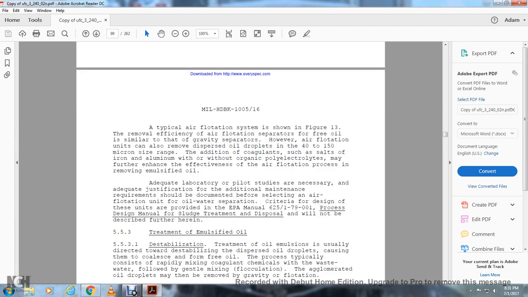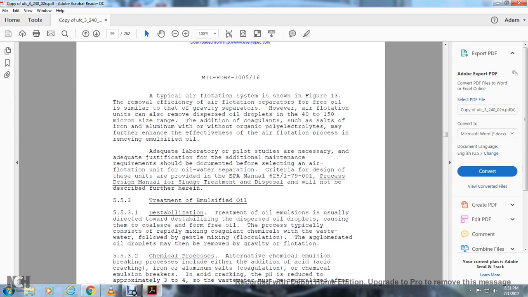Adequate laboratory and pilot studies are necessary to provide justification, and additional maintenance requirements should be documented for the air flotation unit with the oil-water separation. Design criteria for these units are provided by the Environmental Protection Agency, 625-179-001. Process design and sludge treatment and disposal will not be described further herein.